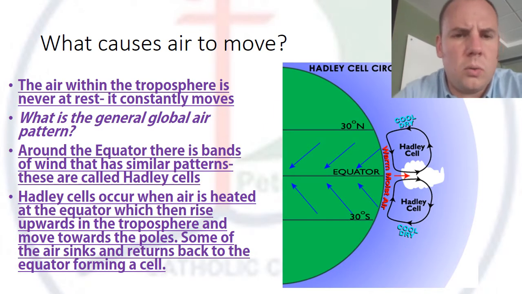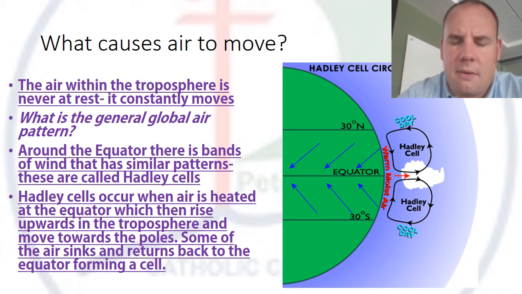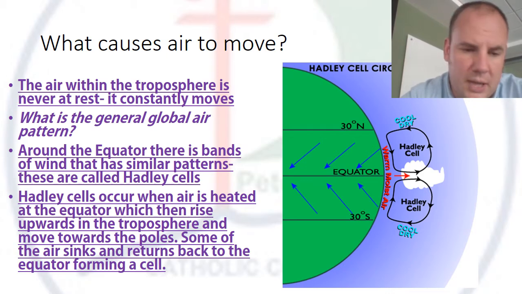So what causes air to move? Well, the air within the troposphere is never at rest. It is constantly moving. Around the equator there are bands of winds that have similar wind patterns. These are Hadley cells. Hadley cells form because the hot air condenses very quickly, which then rises. That movement then goes to the poles, but some of that hot air that warms the equator falls down and creates a cell. That's why it's called a Hadley cell.